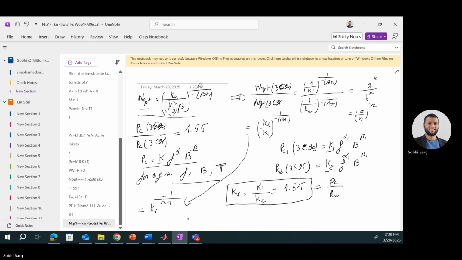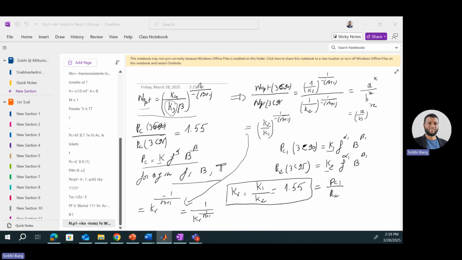Okay, so this one is equal to 1 over Kr to the power of 1 over beta plus 1. Now we can compute this factor. I can use MATLAB here, but you can also do the calculation yourself. So it is 1 divided by Kr, which is 1.55, to the power of 1 over beta plus 1.